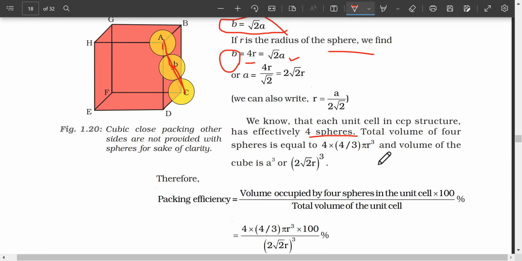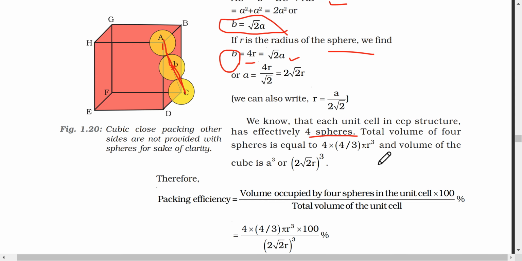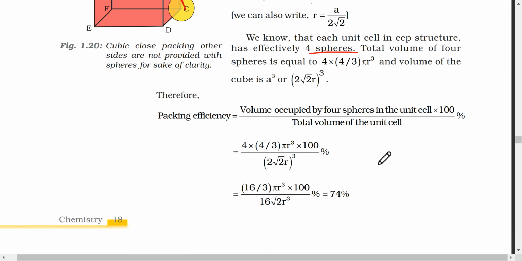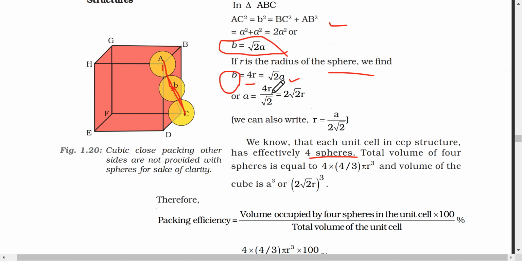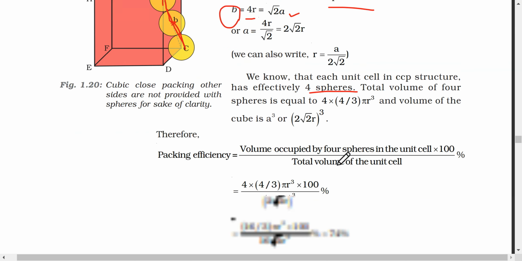अब volume wise देखेंगे. Total हमने starting में ही किया. CCP में you have 4 spheres. Total volume will be 4 into volume of 1 sphere, और volume of cube will be side cube. Side हमने निकाला अभी, b. This b is already done.